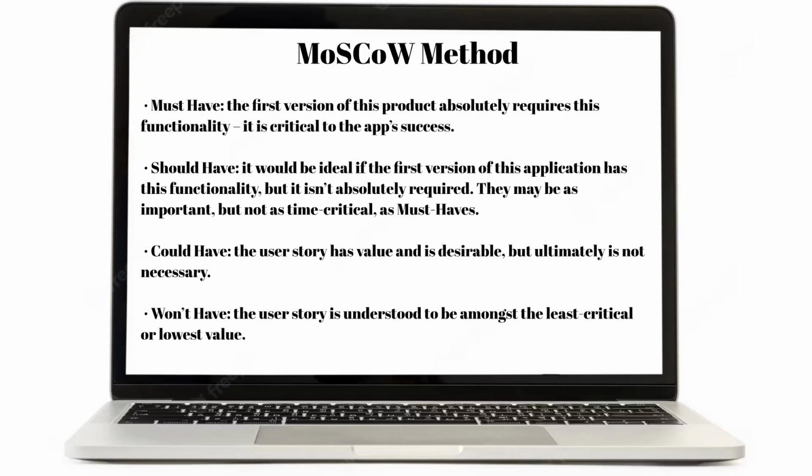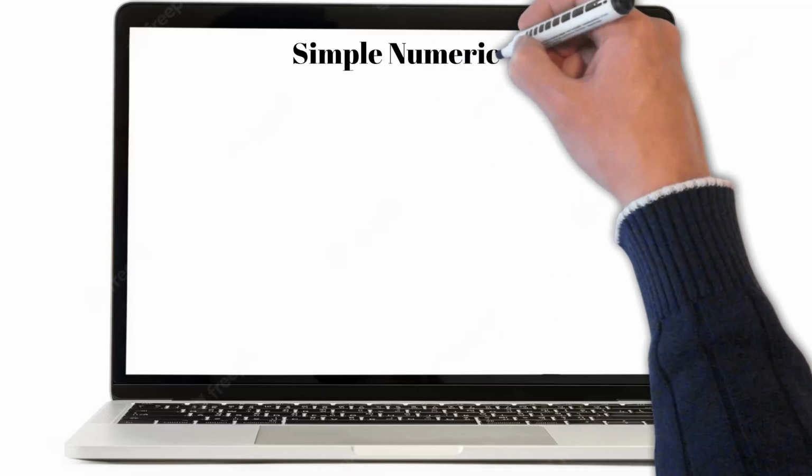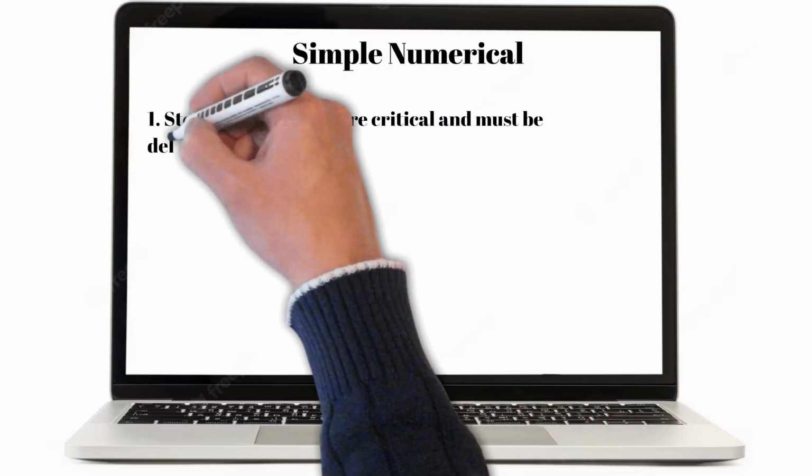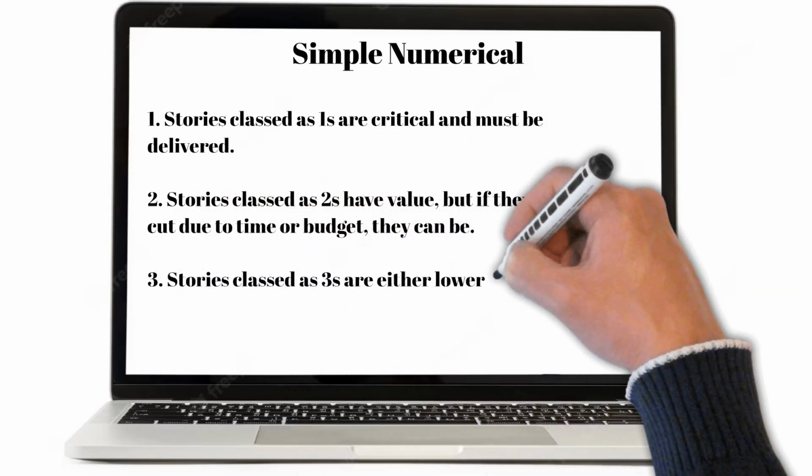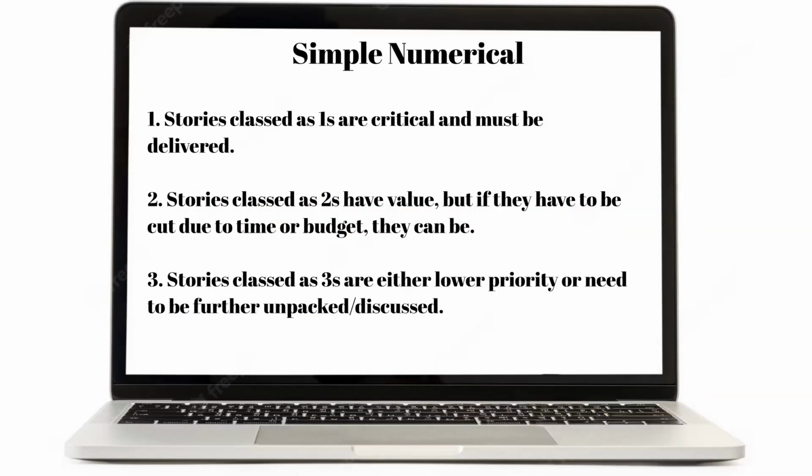The could-haves are the user stories that have value and are desirable, but ultimately not necessary. And the won't-haves are the user stories that are understood to be among the least critical or lowest value. Alternately, you can use a simple numerical prioritization method following similar criteria. Stories classified as ones are critical and must be delivered. Stories classified as twos have value, but if they have to be cut due to time or budget, they can be. Stories classified as threes are either low priority or need to be further unpacked and discussed.